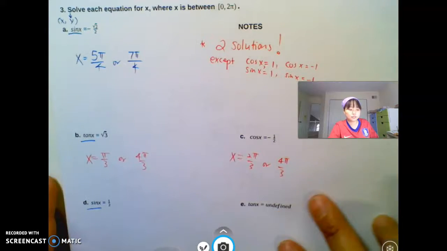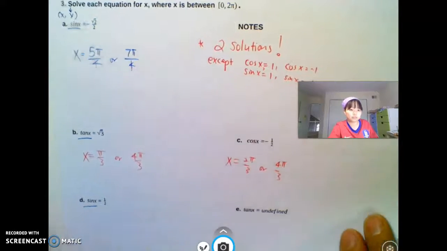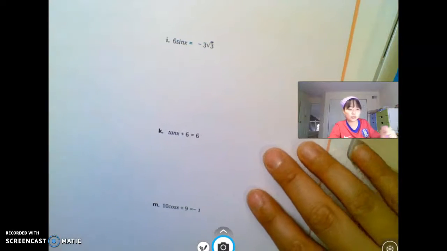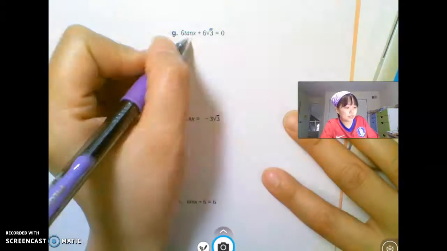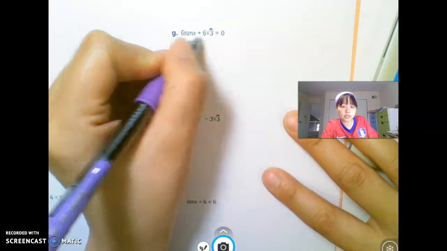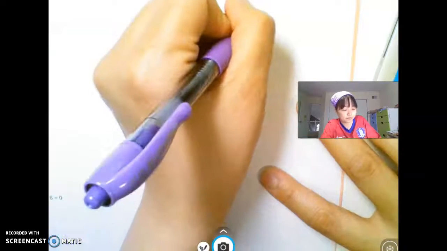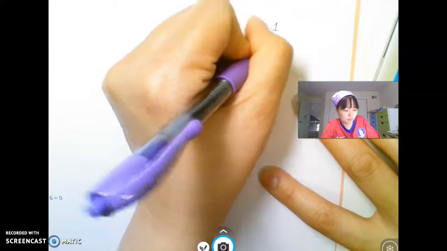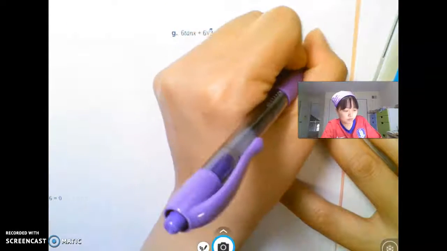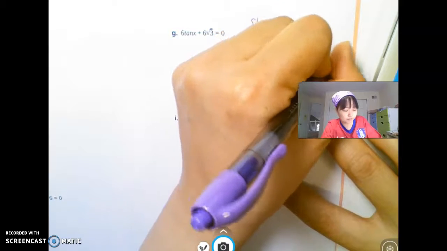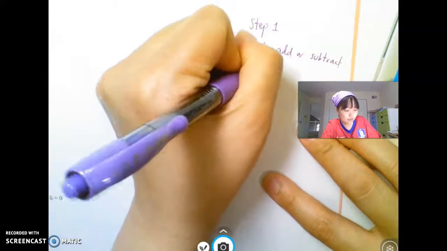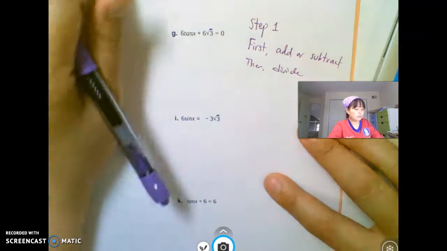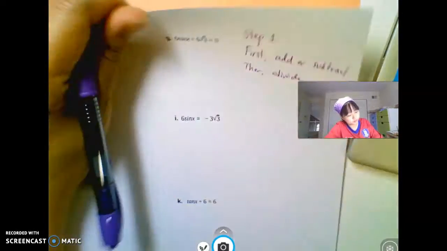Now, sometimes you'll have to do a little more work than this. So like these, look at G. I want to mention this. This one is not just tangent x because there are other things attached to it, right? Always, let's say step 1: first, add or subtract because we're solving. Then divide or multiply. I don't see any multiplication problems, so I won't say multiply.